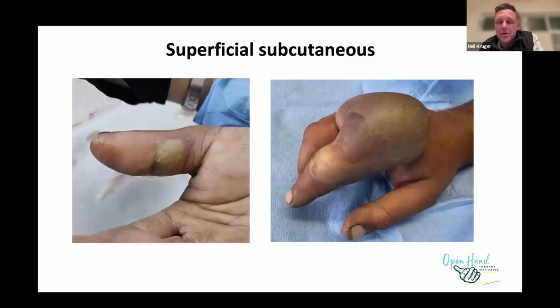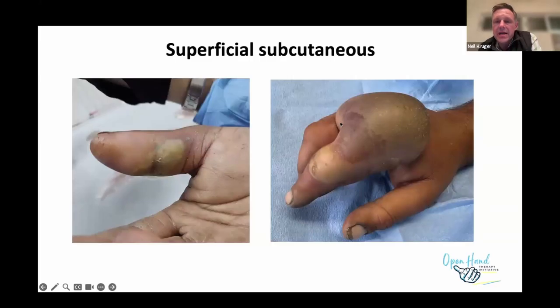So superficial subcutaneous, it can take various forms. The one on the right here, you can see that there is localized swelling, a small pus collection, surrounding erythema. There is not significant swelling of that pulp space. There is not significant swelling of the adjacent pulp space. There is no ascending cellulitis.